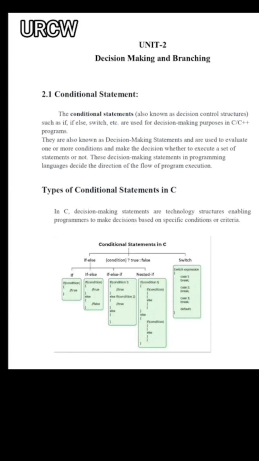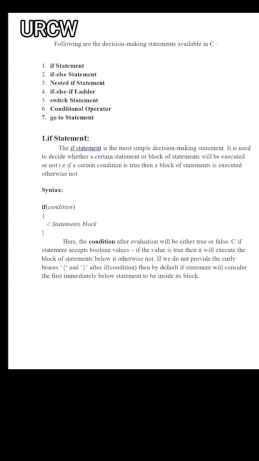Now we are going to discuss conditional statements in C language. Conditional statements are also known as decision-making statements and are used to evaluate one or more conditions and make the decision whether to execute a set of statements or not. Types of conditional statements in C: if statement, if-else statement, nested if statement, if-else-if statement, switch statement, conditional operator, goto statement.